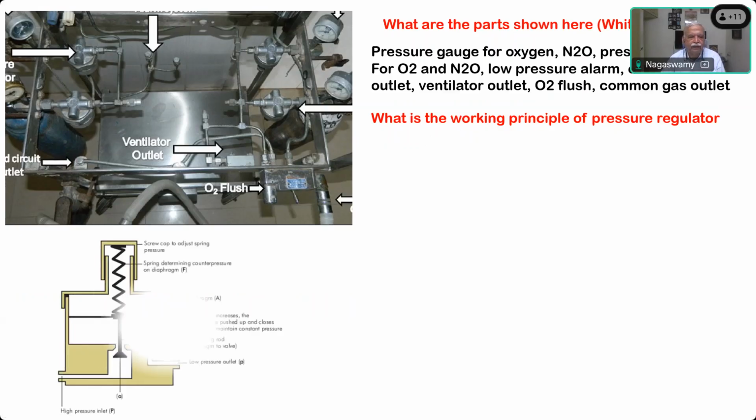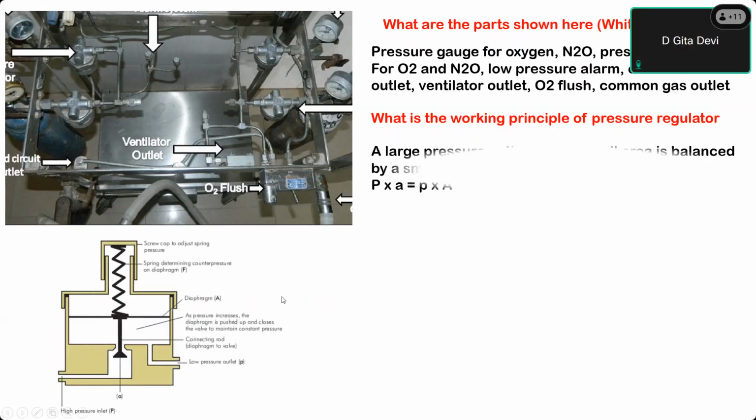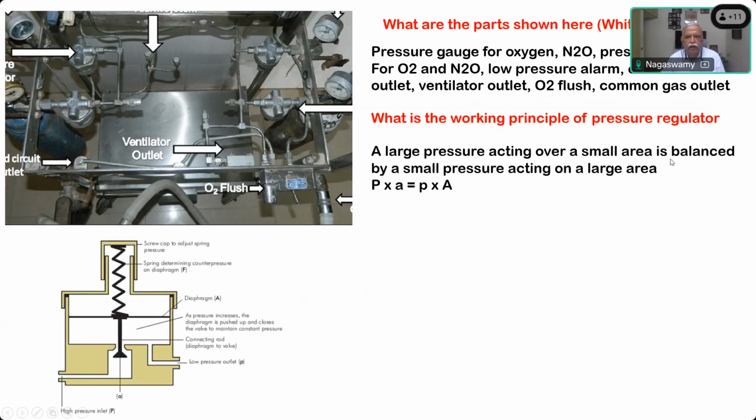Okay, so this is the working principle of pressure. A large pressure acting over a small area is balanced by a small pressure acting on a large area. So, large pressure is represented by capital P acting on a small area, small a, reduces the pressure, small p, on a large area. Okay.